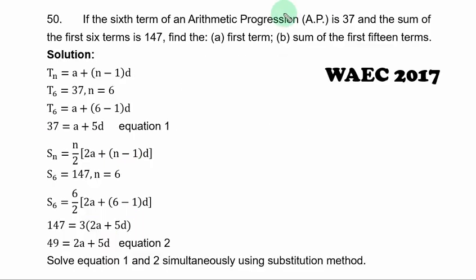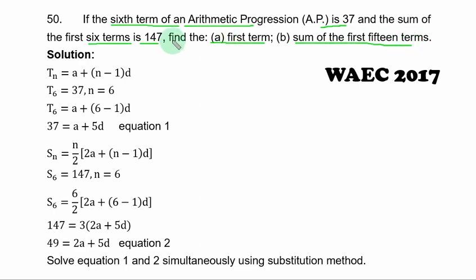Example 50. If the sixth term of an arithmetic progression (AP) is 37 and the sum of the first 6 terms is 147, find A, the first term, and B, the sum of the first 15 terms. Solution.